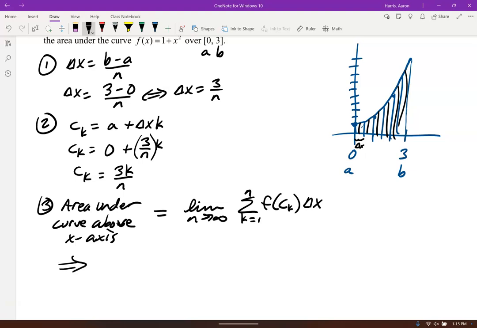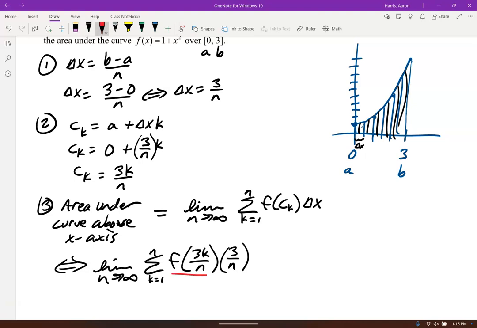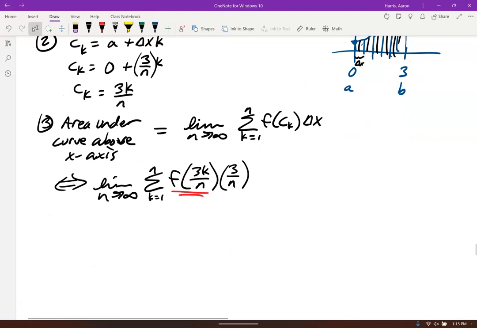So this will become limit as n goes to infinity, summation f of ck, so that's f of 3k over n, times delta x. Our delta x is 3 over n, k being 1 to n. Now let's do f of 3k over n. Remember, f of x was 1 plus x squared, or x squared plus 1. All right, so we have to plug that in.